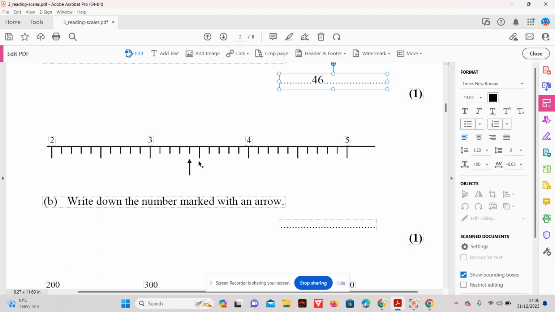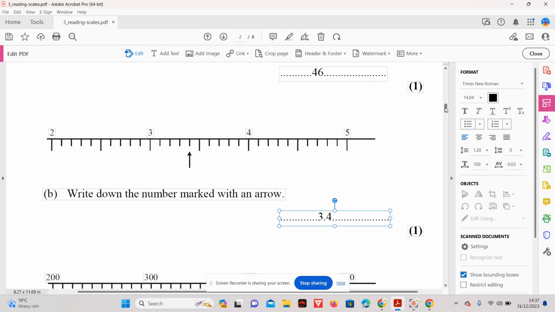So since we're looking for the number between a 3 and the 4, we're going to count up. So we're going to go 3, 3.1, 3.2, 3.3, 3.4. So we put 3.4 just here. All right, so that's question 1b done.